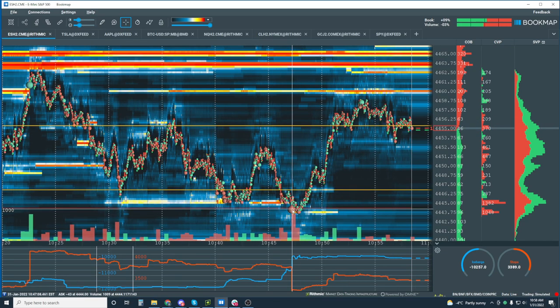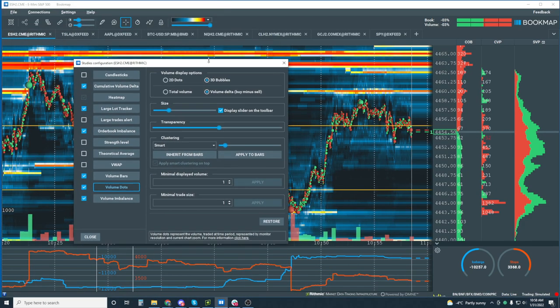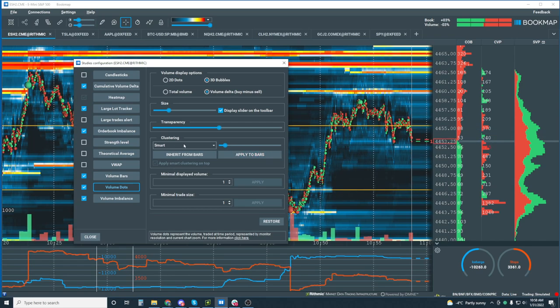What's my setting for volume bubbles? Let's take a look here. Right click on it, go to settings, and this is what I have. Volume delta, and I have the smart clustering on, but just mildly here, and that's it.